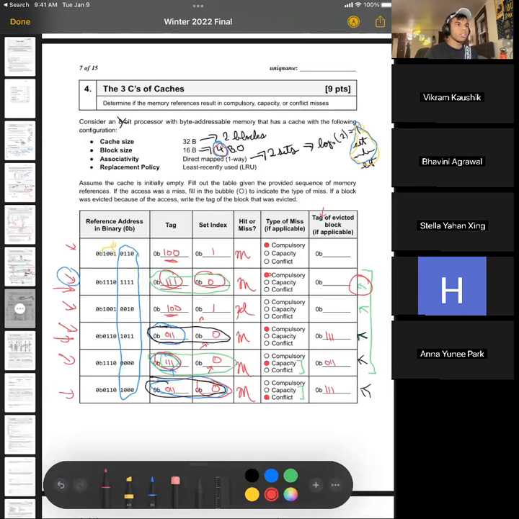What about LRU? Wouldn't you evict 100 since that's the LRU for the second to last address access, right? So I think I just want to make sure I understand.